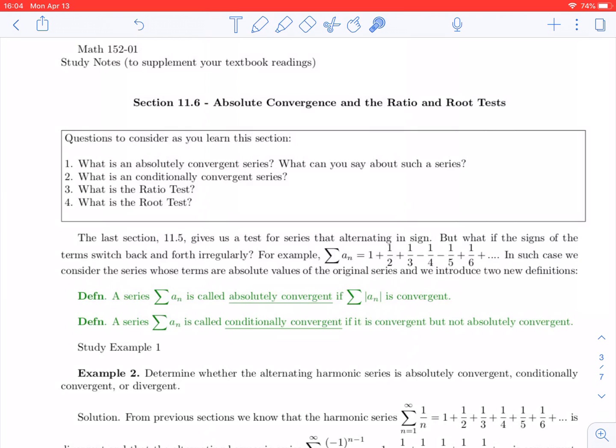The second definition says a series is called conditionally convergent if it is convergent but not absolutely convergent. Here you may pause the video and work on example 1 from the text to get familiar with these 2 new definitions. All right.